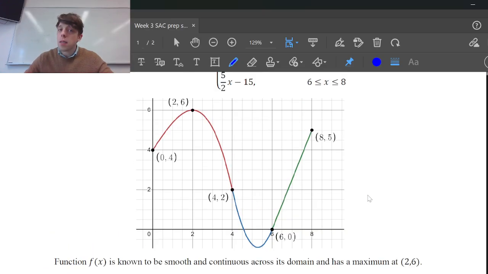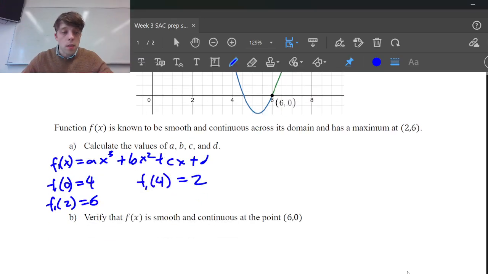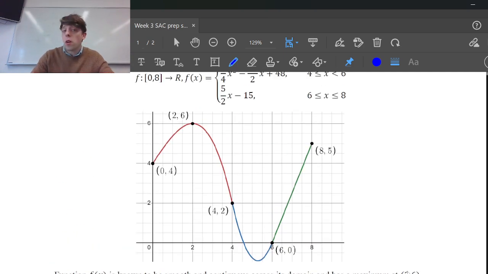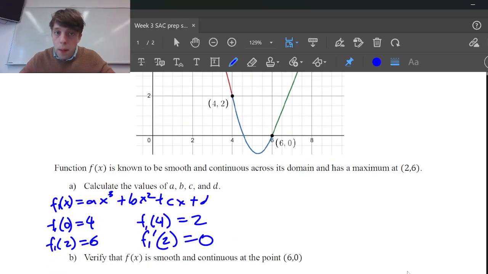All right. Now, there is actually one more piece of information that's been given to us here. It says here that the function is smooth and continuous across its domain and has a maximum at (2, 6). The fact that this point is a maximum actually gives us another piece of information. What that tells us is that the derivative function at 2 is equal to 0, because as we know, the derivative at a maximum, a minimum, or a stationary point of inflection is always equal to 0. So those are our 4 pieces of information. We're then essentially going to just use them to find what A, B, C, and D are.